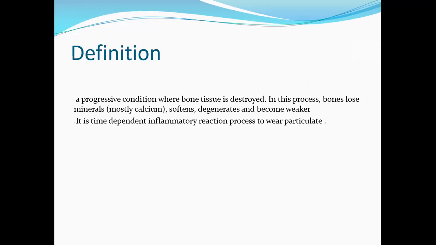So the definition, what's osteolysis? Osteolysis is a progressive condition where the bone tissue is destroyed. In this process, bone loses mineral, mostly calcium, and softens, degenerates and becomes weaker. Osteolysis is time dependent. It's an inflammatory process, a reaction to the wear particulate.